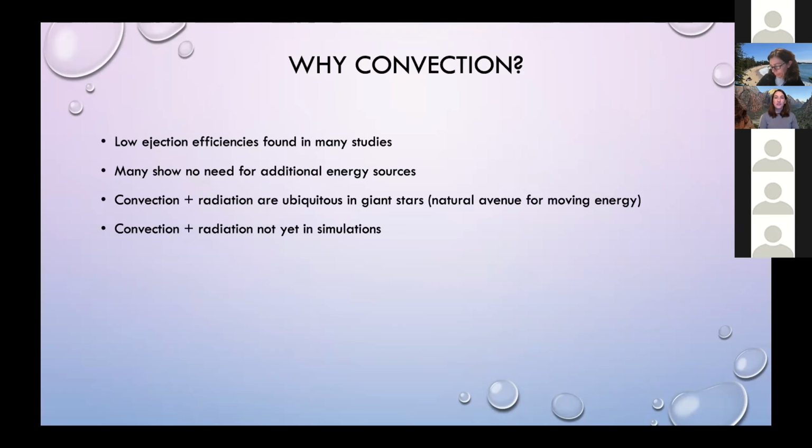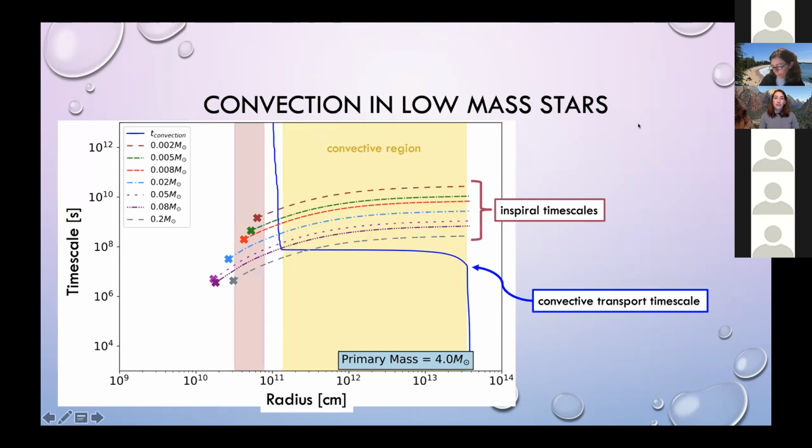So if we include convection and radiation in this analytic study, we can see a very natural, what we've called a conveyor belt, moving the energy from deep in the star out of the star, which is going to lower the ejection efficiency in theory. So here is how we went through it.